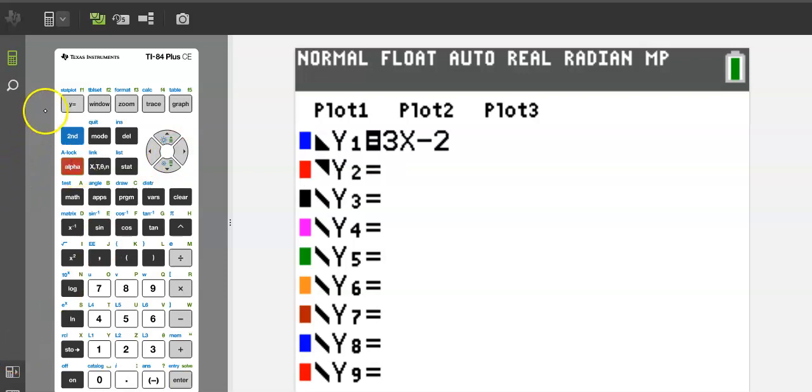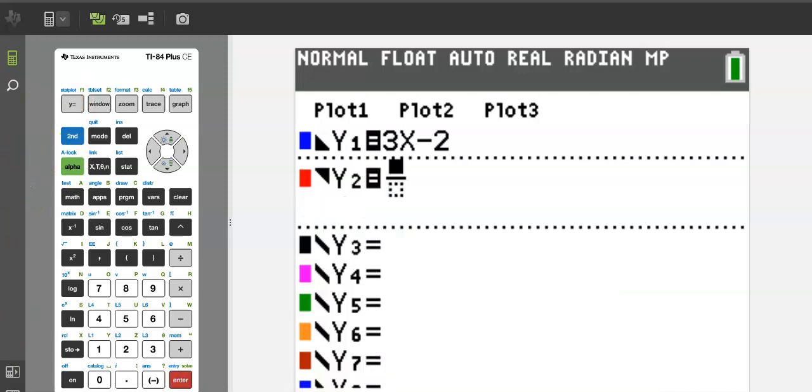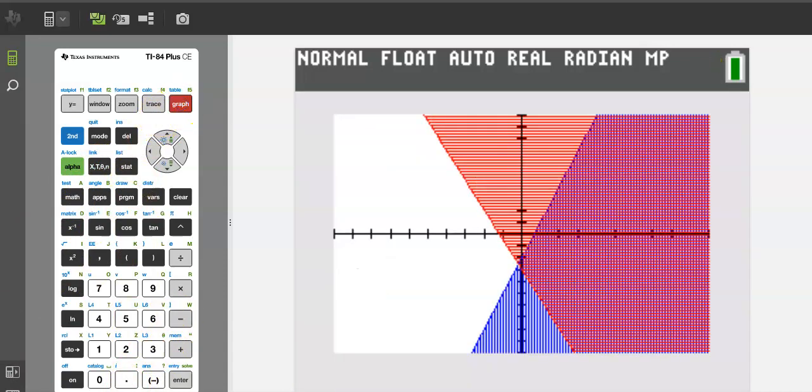Alpha y equals. So we've got negative 5 over 2. Scroll out to the side, put in our x, and then it was minus 3, right? Minus 3. Graph. And there's what it looks like. And so it looks like I will put a point to the right of my line.